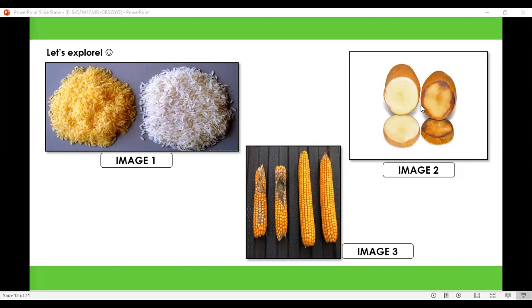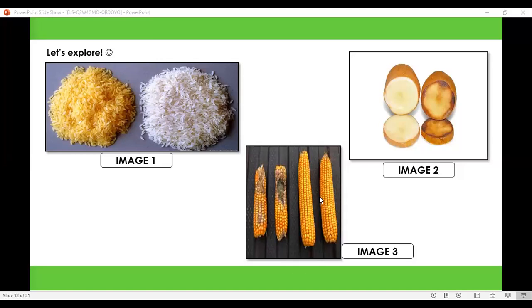Okay. Very good. That was a good observation, Miss Sunshine. So how about for image 3? Where's Mr. Farhan? Here, ma'am. Hello, hi.